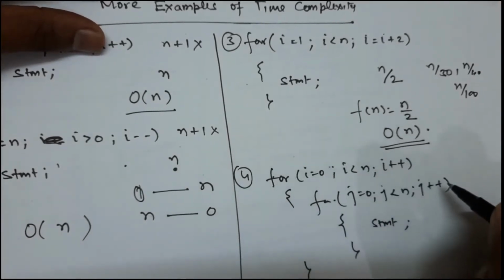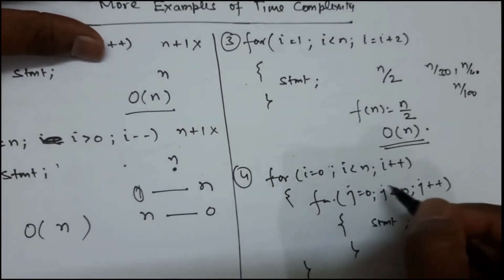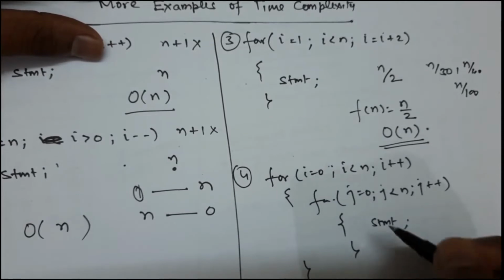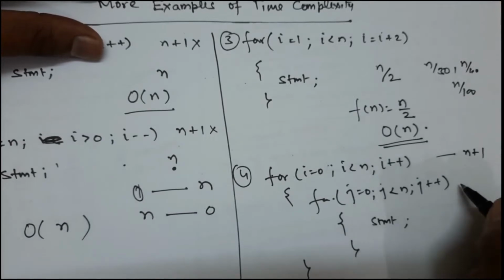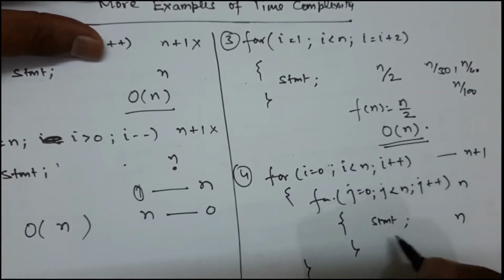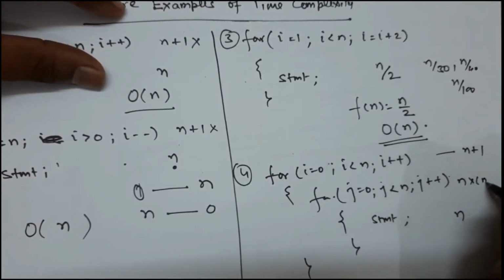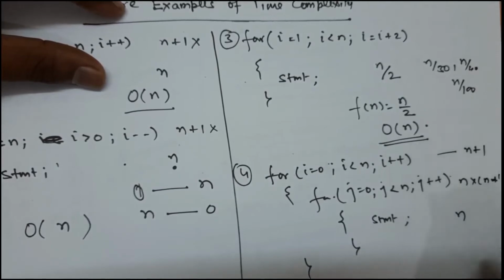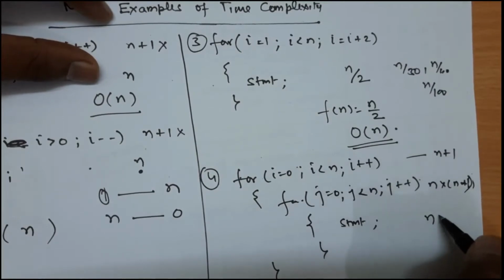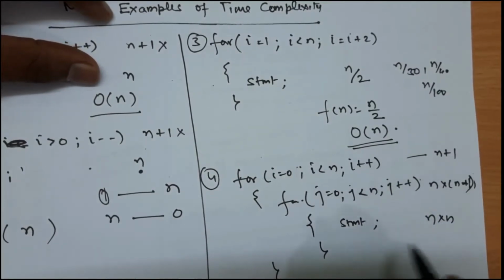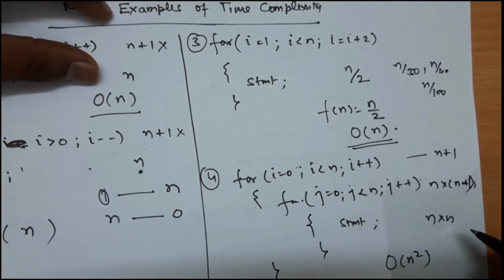Next. We are already familiar with this code. Here we are using the nested for loop. Definitely this loop will be taking n plus 1 time, and the inner loop will be repeated for n times, and the statement would also be repeated for n times. This loop will take n plus 1 time, and this would also be repeated for n times. So the complexity would be order of n square.